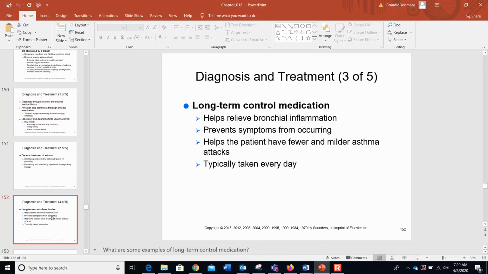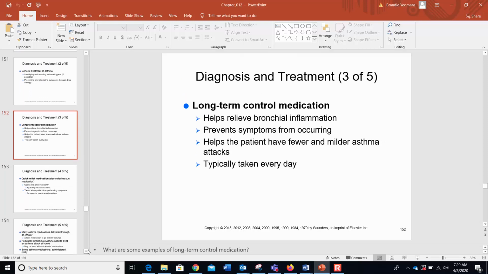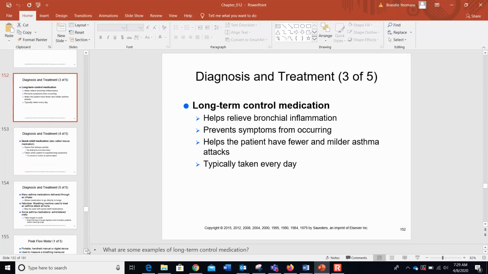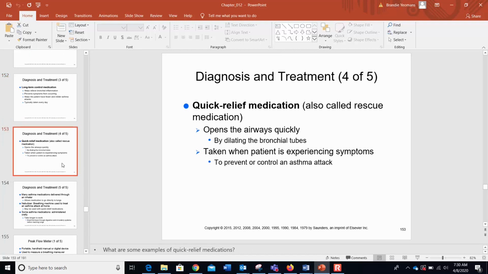All right, so long-term medications to control that asthma. Patients typically get put on a bronchodilator plus oral meds, and then of course we have to take that every day. Those quick relief medications, we call that rescue medicines. Those are like your albuterol treatments.